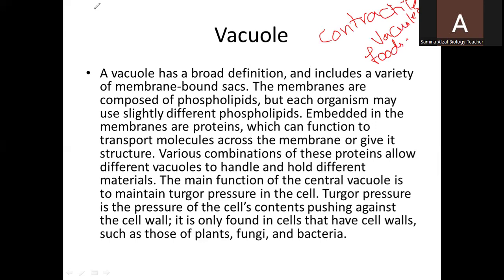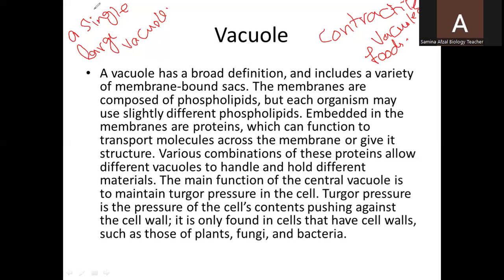But in case of plant cells, a single large vacuole is present in the center. So, vacuole has a broad definition, including a variety of membrane-bound cells. It has a double membrane structure around it, a single large one in the center. The membranes are composed of phospholipids. The structure of this double membrane is the same, just like the plasma membrane.